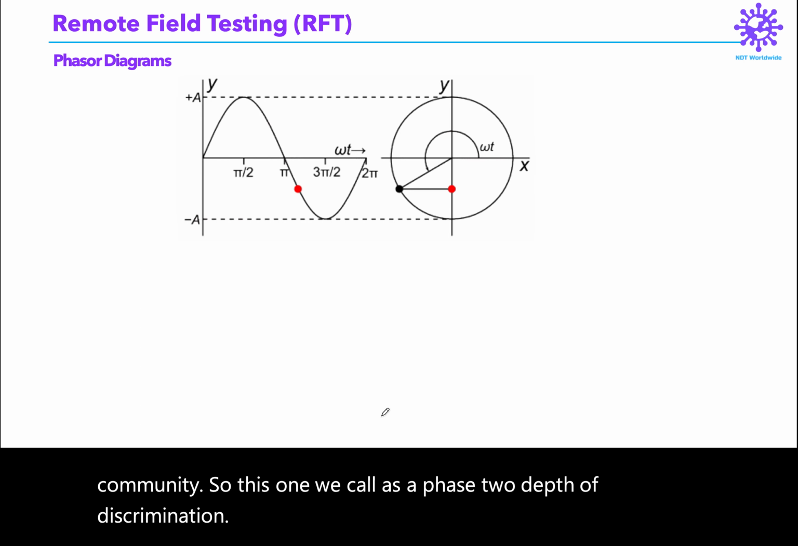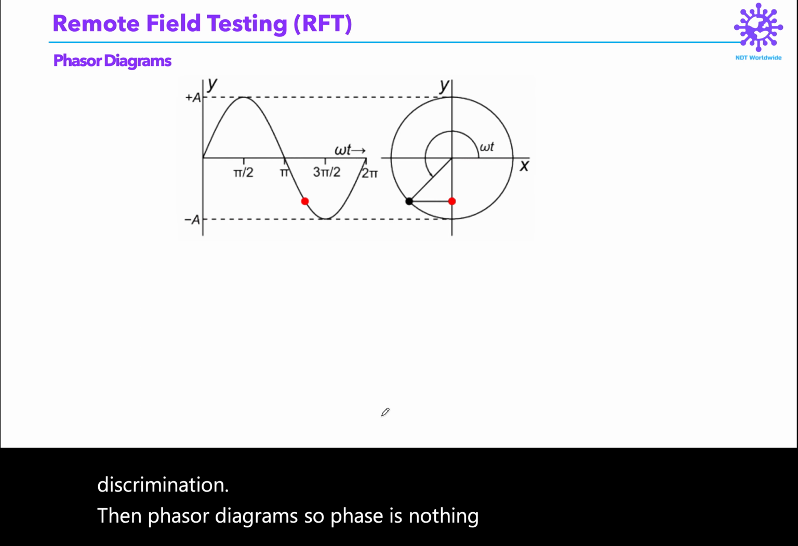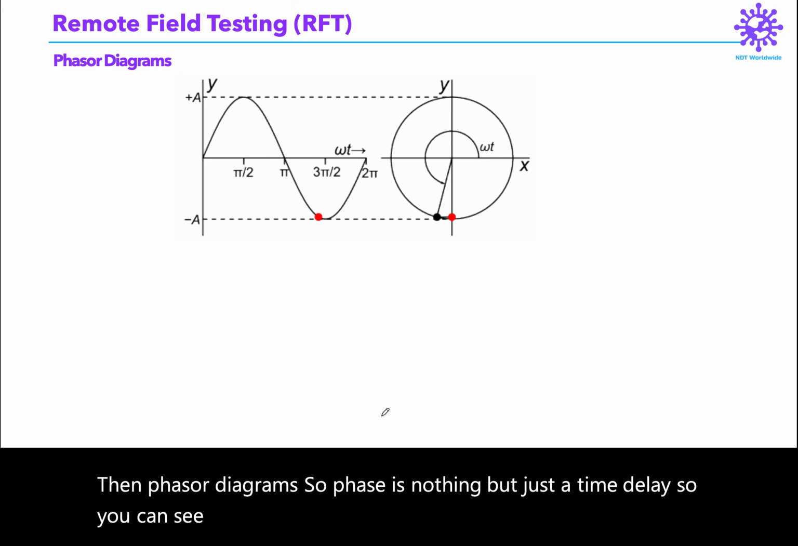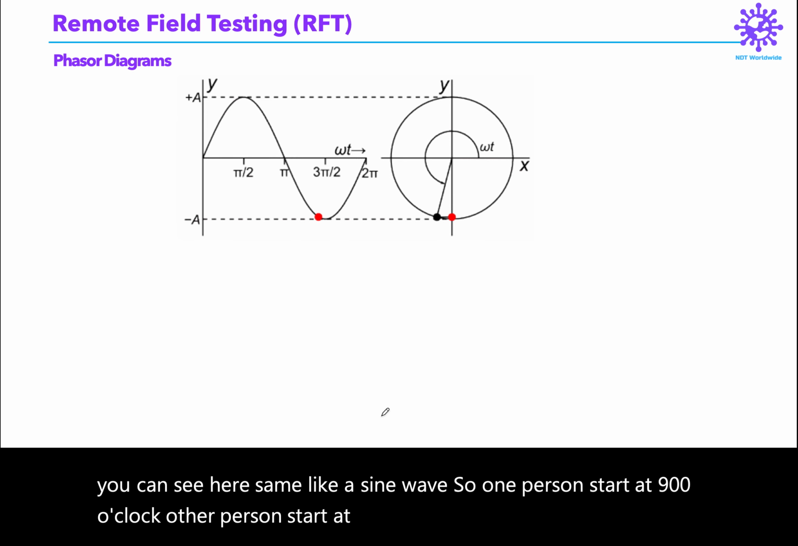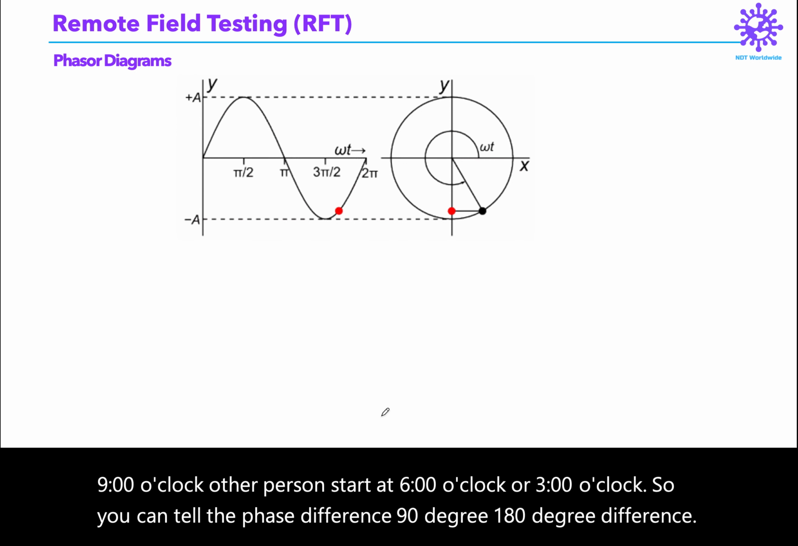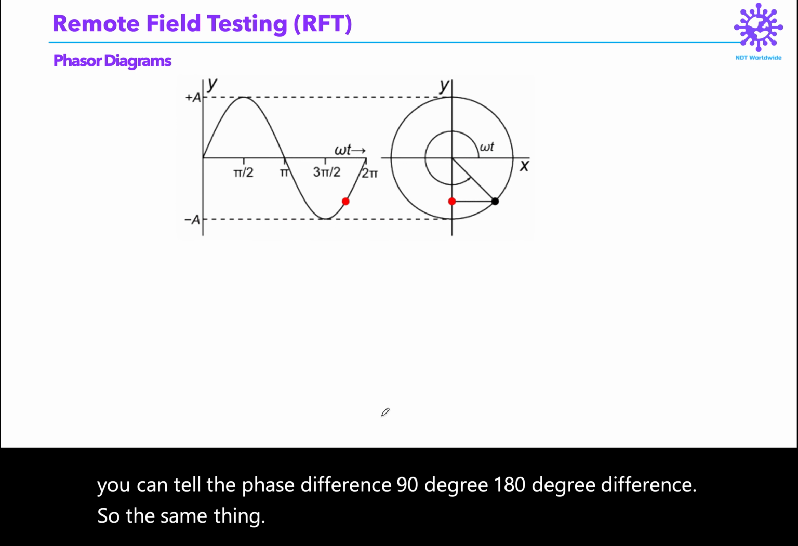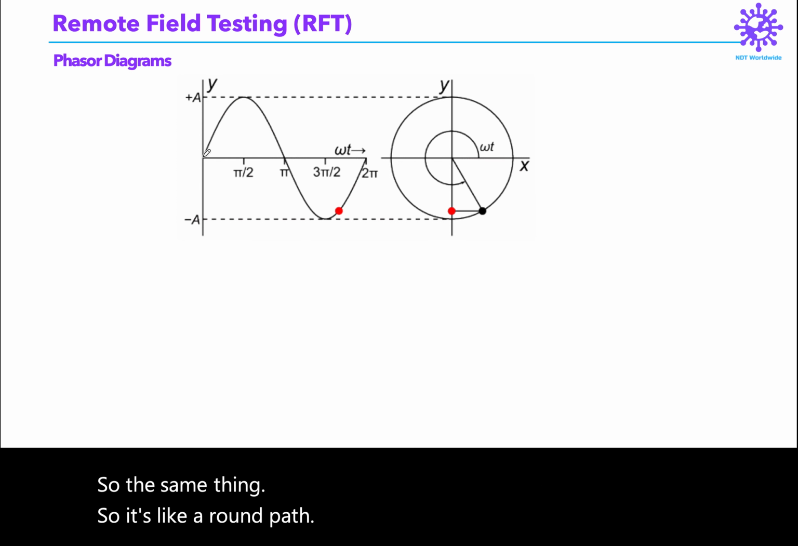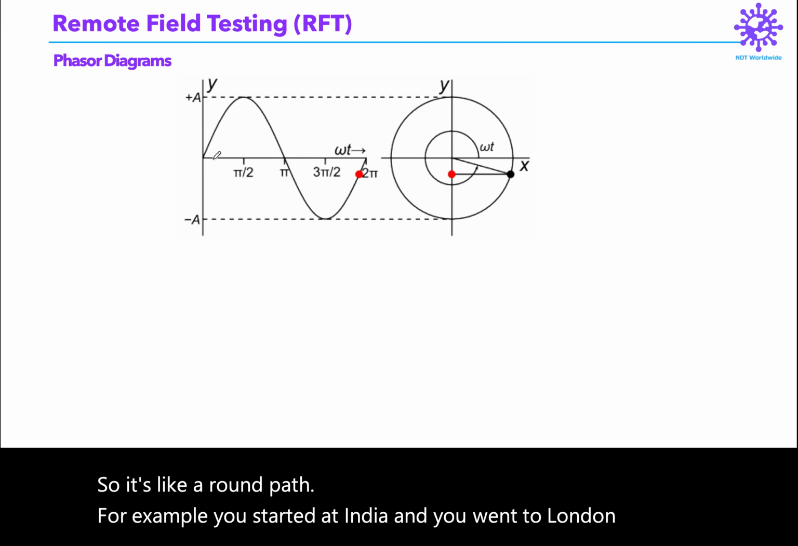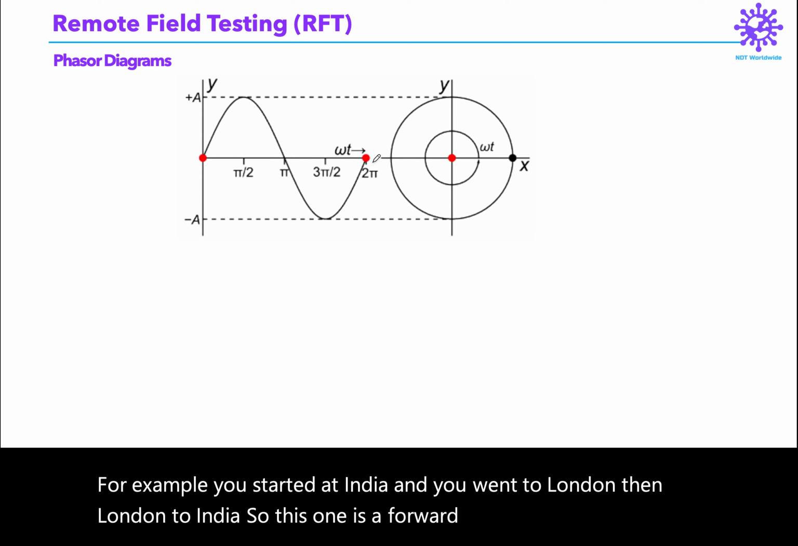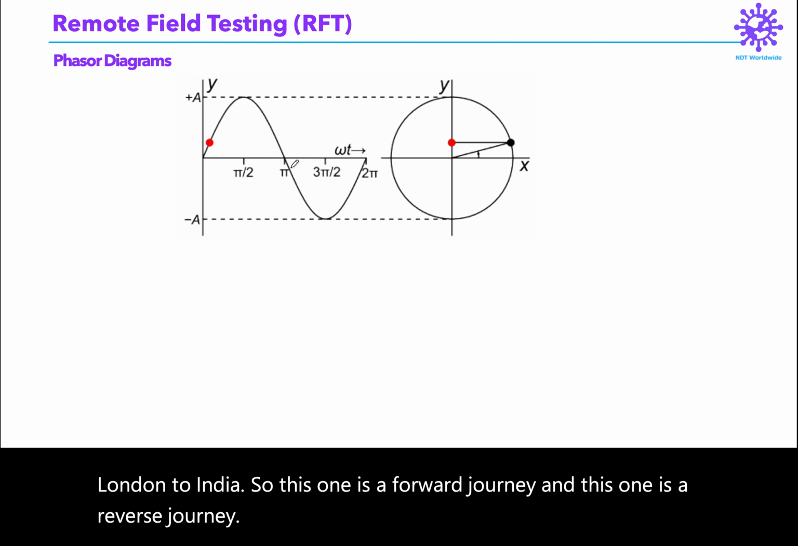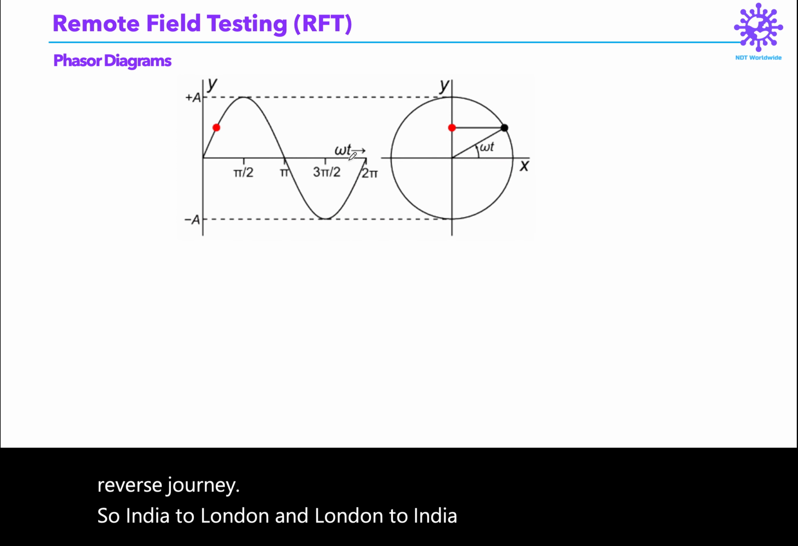And phasor diagrams. Phase is nothing but just a time delay. So you can see here, it is like a sine wave. One person starts at 9 o'clock, another person starts at 6 o'clock or 3 o'clock, so you can tell the phase difference, 90 degrees or 180 degrees difference. So the same thing, it's like a round path. For example, you started at India and went to London, then London to India. So this one is a forward journey and this one is a reverse journey. India to London and London to India, so you reach your destination.